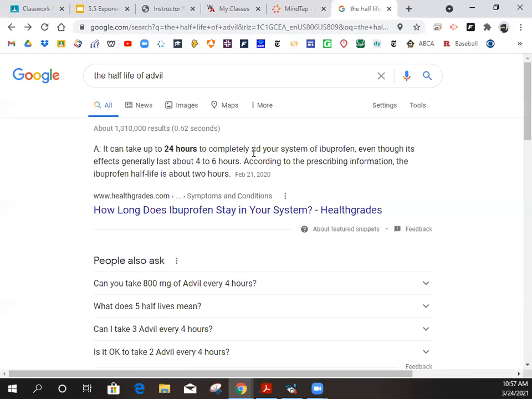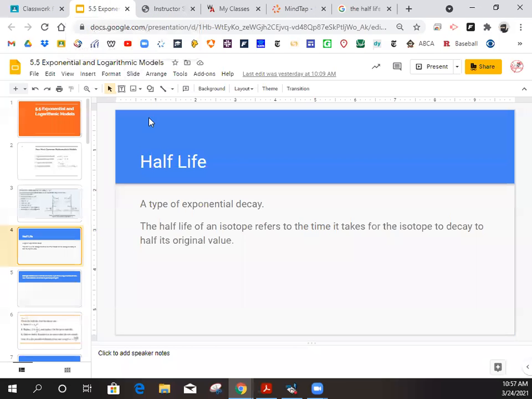And eventually it's going to keep breaking it down, half and a half and a half, until there's virtually nothing left in your system. So that's why things wear off, because of the half-life of how fast your body breaks it down.